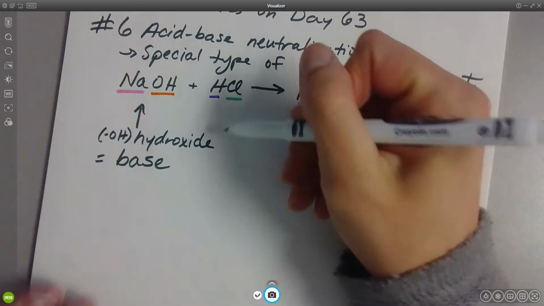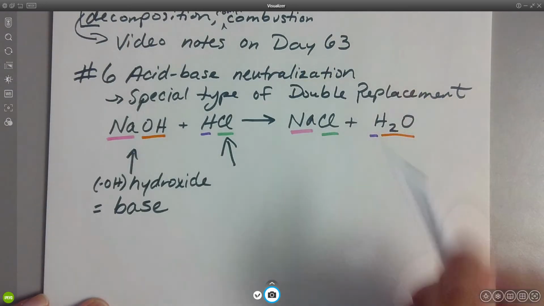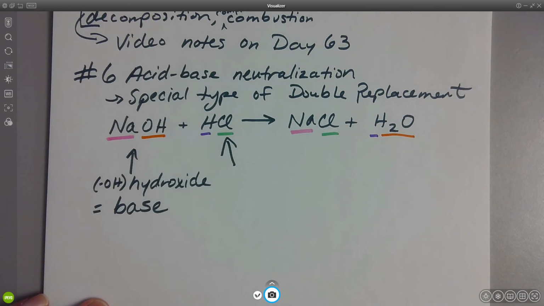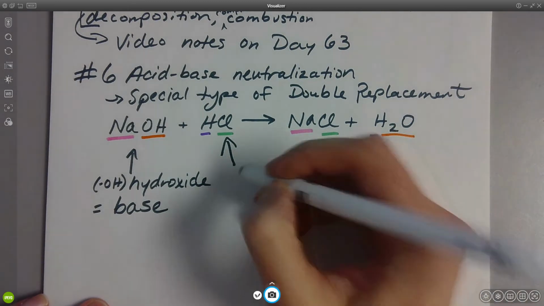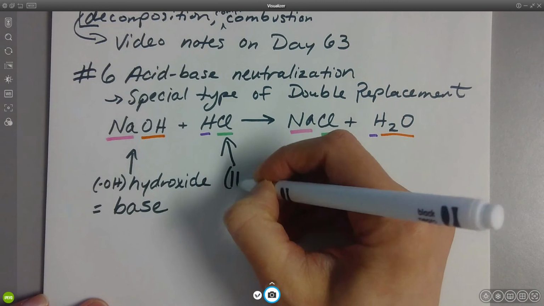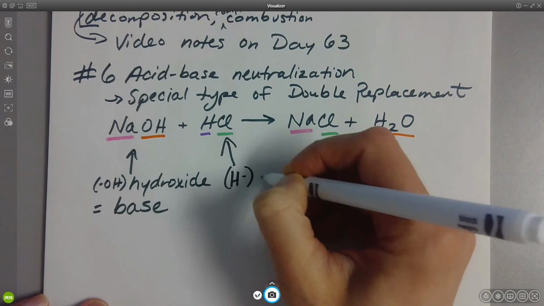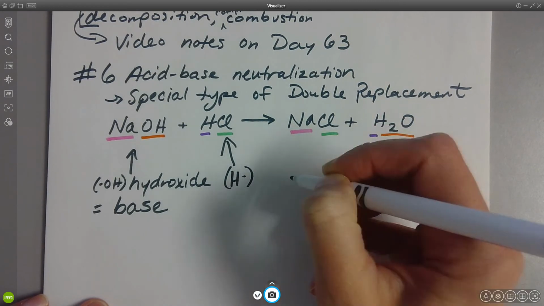And then this one, anybody know what this is? You should. Hydrochloric acid. Anything that starts with an H is an acid.